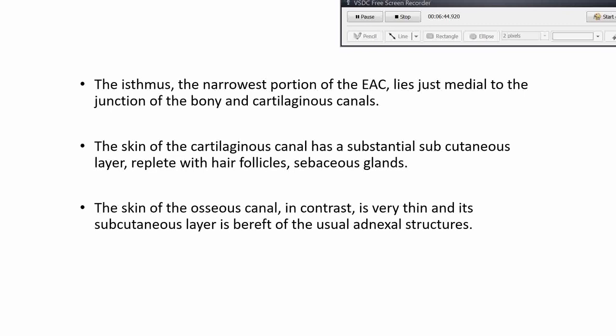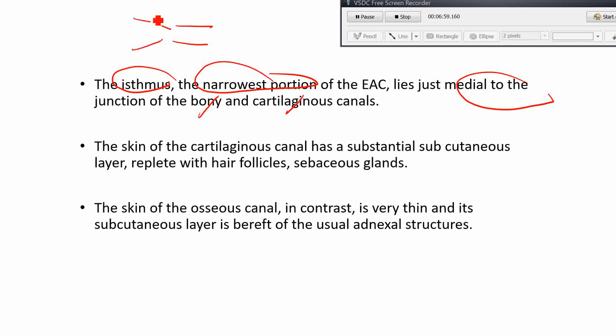The isthmus is the narrowest portion, lying medial to the junction of the bony and cartilaginous canals. For example, this is the cartilaginous canal and this is the bony canal, which is 2/3. The cartilaginous canal is 1/3. This is cartilage, this is bone, and this is the tympanic membrane, of course. This is called the isthmus, at the junction of the bony and cartilaginous canals.